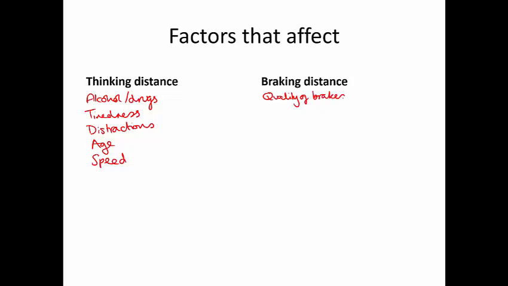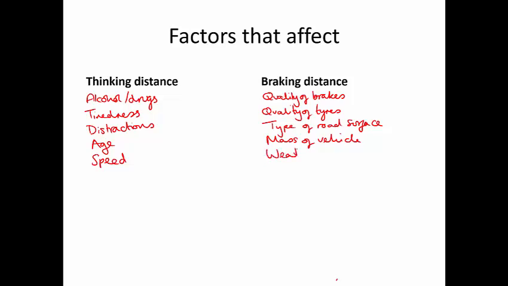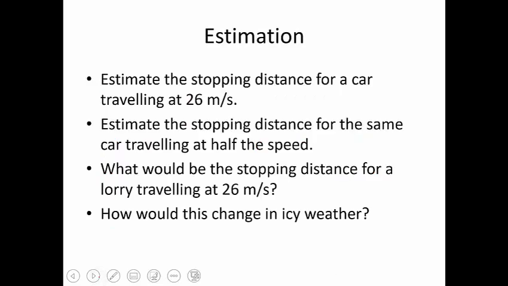For braking distance, the factors that will affect it, the quality of the brakes and the quality of your tyres as well. So if they have got quite smooth, then you're going to take longer to brake. The type of road surface is also going to have an effect. The mass of your vehicle. The heavier your vehicle is, the more kinetic energy it's going to have, so the greater the frictional force needed for it to come to a stop. Weather conditions. So whether it's icy or wet on the road, those will affect the amount of friction between the wheels and the surface. And again, the speed. The faster you're going, the further you're going to travel.